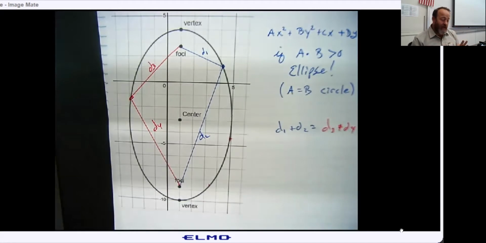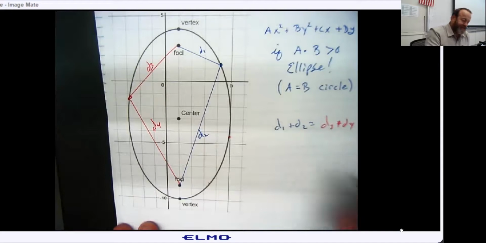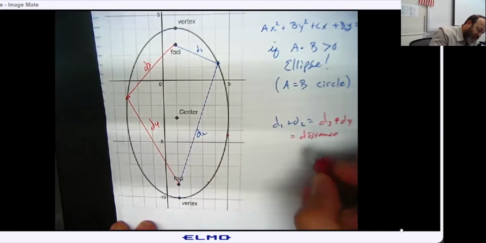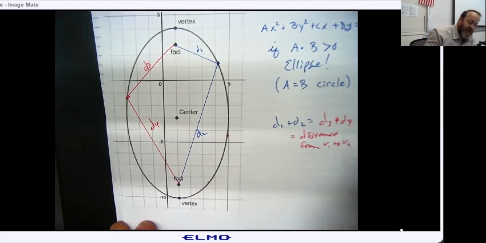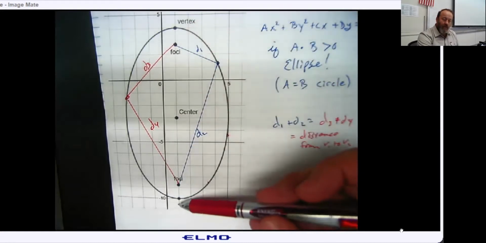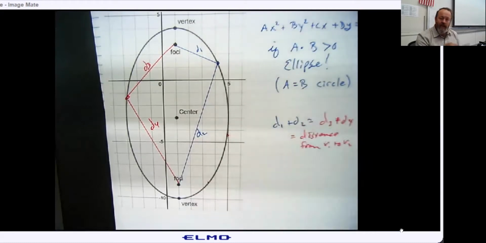Now, as it turns out, that constant value is actually a specific value, and that is actually the distance between these two vertexes. Equals distance from V1, vertex 1 to vertex 2. So this is actually known as the major axis or the transverse axis. This major axis is that constant distance that we have.